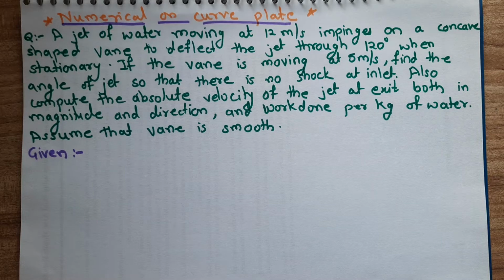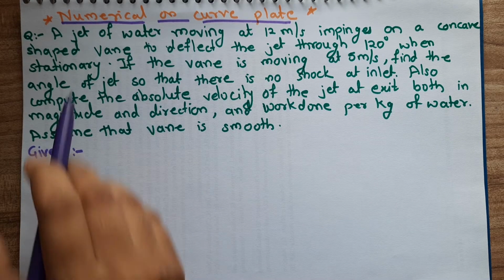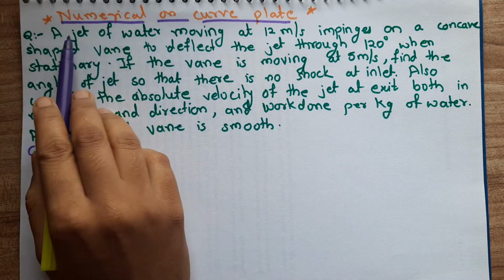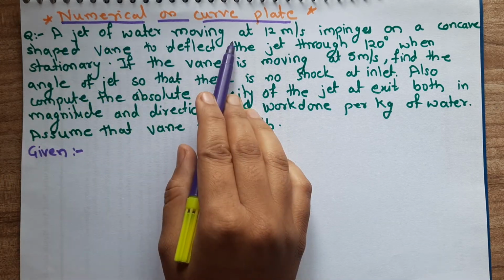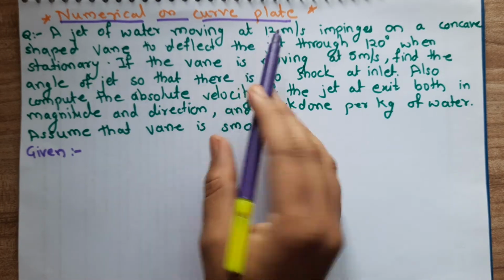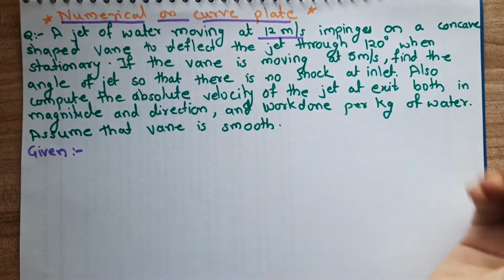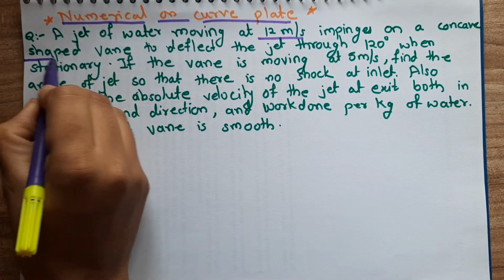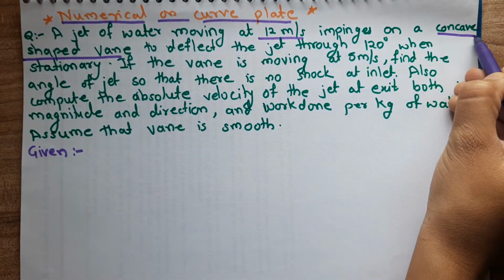Hello everyone. In this session, let's see the numerical on the curved plate. So here is the question. A jet of water moving at 12 meter per second impinges on a concave shaped vane. So here we can see the given data.